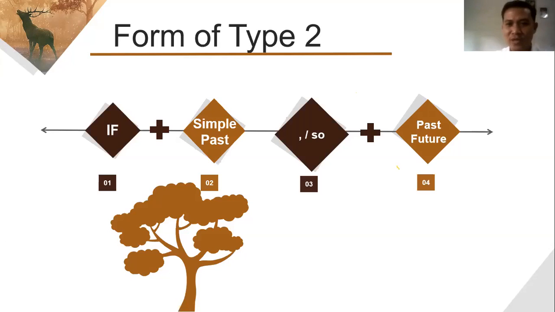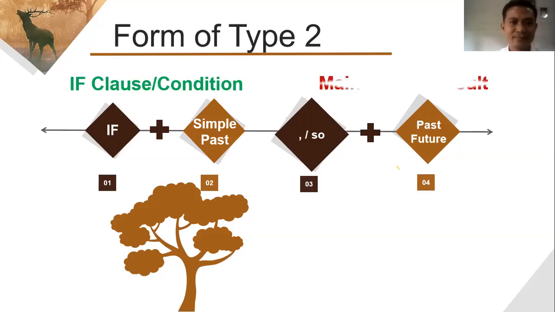So "I would not have" is a past future. If I had or if I ate my breakfast this morning, it's a simple past tense. This is the form of type 2. Right, I hope you understand. Feel free to ask. The next is, okay, this is if clause, then main clause.